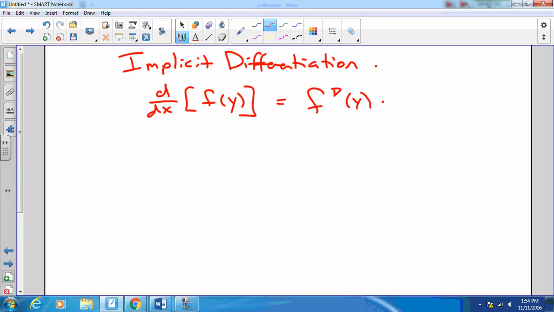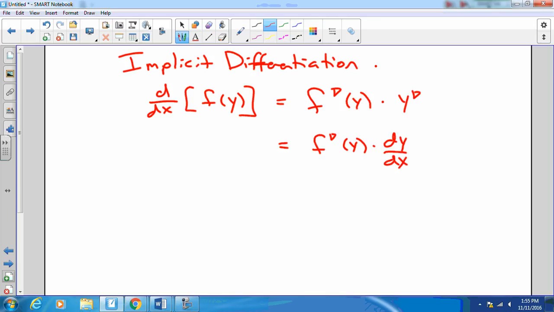Times 0. Yikes. So it's always 0? Times 1. Oh, times y prime. Yes. That's what you really meant. Yes. This is straight up chain rule, isn't it? Derivative of the outside times the derivative of the inside. We could write this as f prime of y times dy dx.